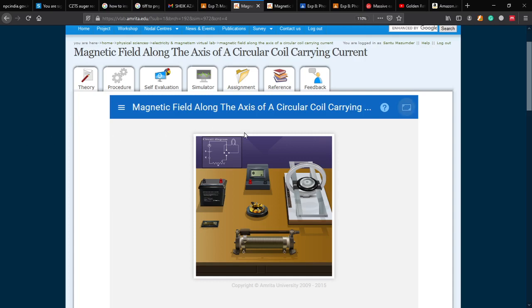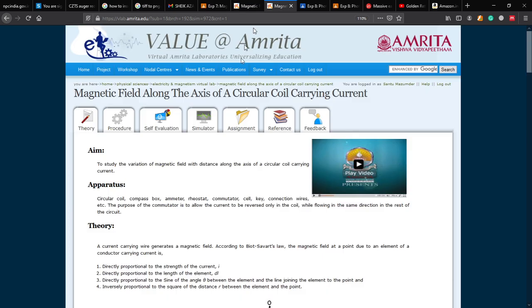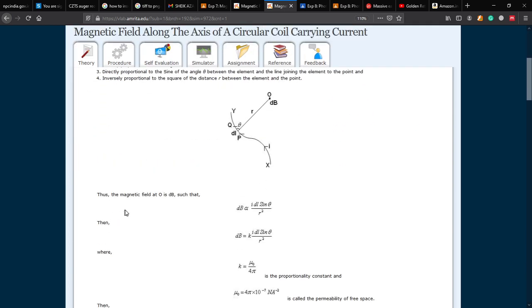Today's video is on the magnetic field along the axis of a circular coil carrying current experiment in the virtual lab. In this experiment, we will perform the experiment for various currents, but before that, let's go with the theory. In the theory part, we have the aim, the apparatus, and the theory.